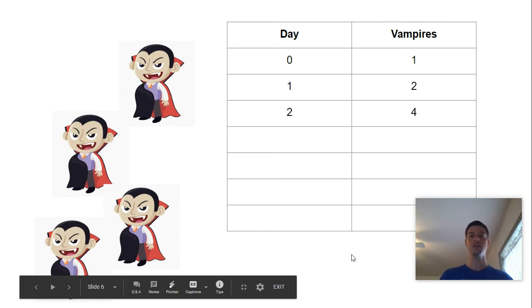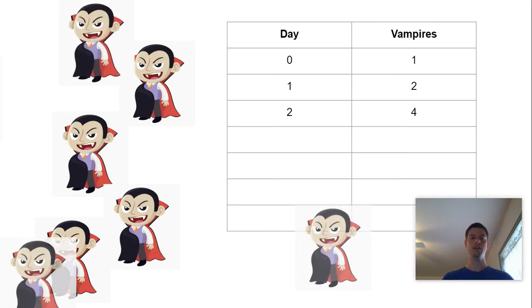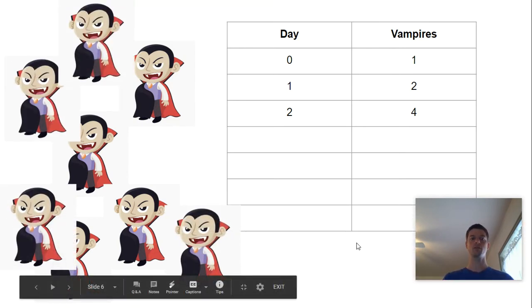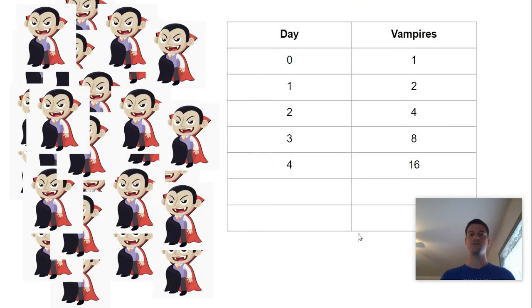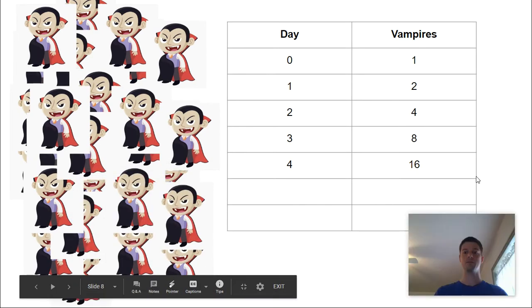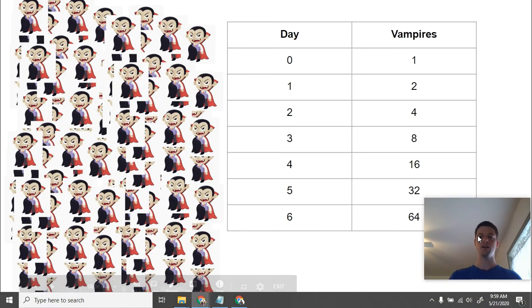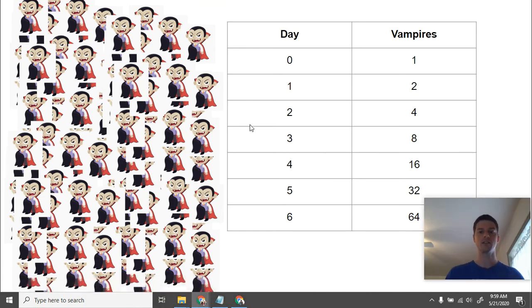Well, how many are there going to be on day three? Well, each of the four vampires now needs to drink blood, so there's now going to be 8. You notice we're doubling each time, right? So on day 3, there's 8. On day 4, there's 16. And oh my, there are just so many vampires. They're coming and they just can't stop, right? So notice on day 6, we already have 64 vampires, which is kind of crazy, but it gets crazier, okay?